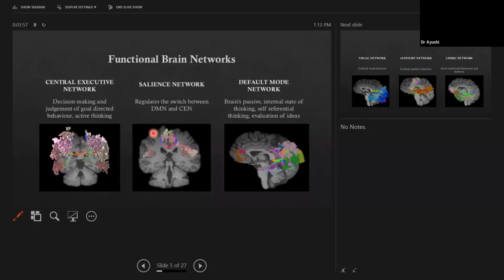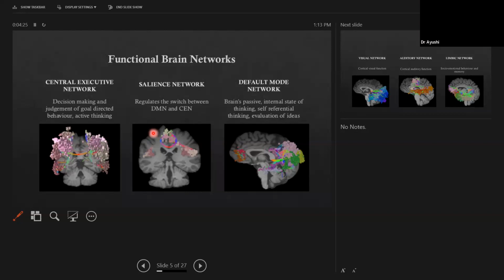Then the central executive network. The central executive network is activated when we are performing any active learning, for example, any mathematics, any algebra. When we're taking any decision, this network is activated. Now the salience network lies in between these two. For example, when we're sitting in a class and we're thinking about something, and all of a sudden the teacher points us out. When we were thinking just about random things, our default mode network was activated.